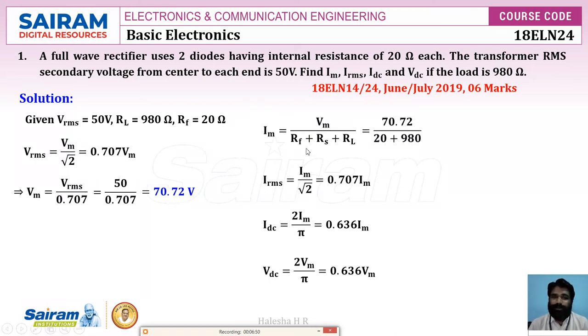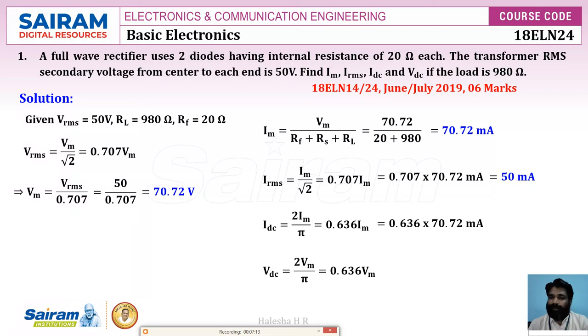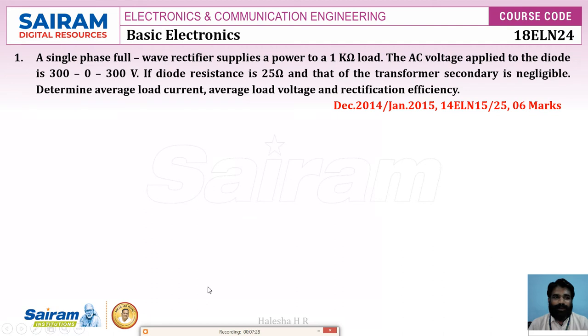And substitute this VM in the IM expression, and RF is given. RS is not given, means it is 0, and RL is 980 ohm. Then IM is 70.72 by the sum of resistances. Then you substitute this IM in the IRMS expression, you will obtain the IRMS value. Again, substitute the IM value in IDC, you will get the IDC value. And by substituting the VM value in the VDC expression, you will get VDC. Okay. Clear now? Yeah. So similarly, you see one more example.